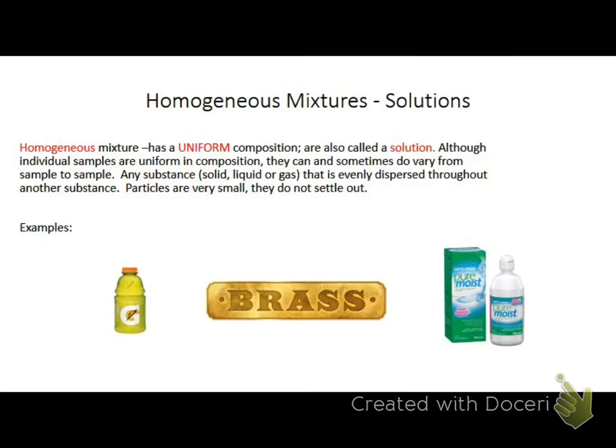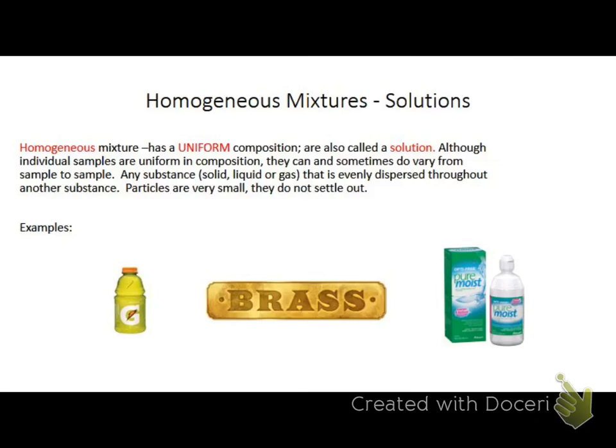So homogeneous mixtures are what we call solutions. And almost always we'll call them a solution, but they are homogeneous mixtures. They have a uniform composition. They look the same throughout. And although they can vary from sample to sample, each sample itself would be uniform in composition.